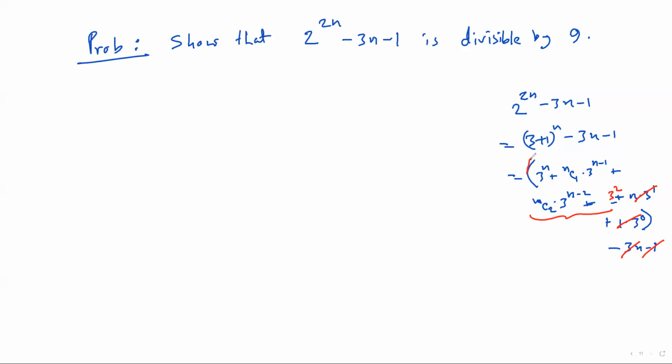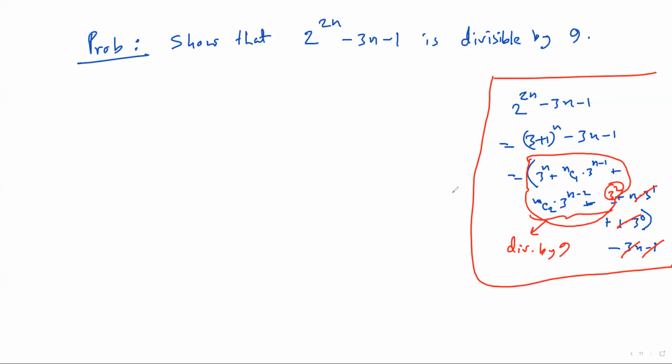So the entire expression starting from here to here is going to be divisible by 9, because you can take the least power of 3, which is 3 square, common out of the bracket. So this is an easy solution where you can show that this expression is divisible by 9.